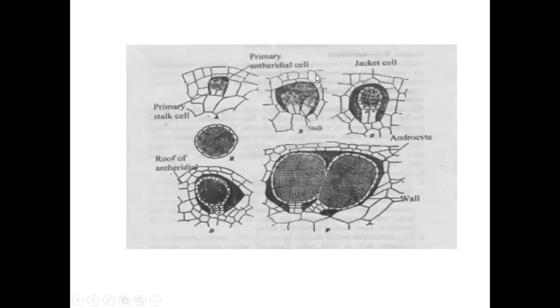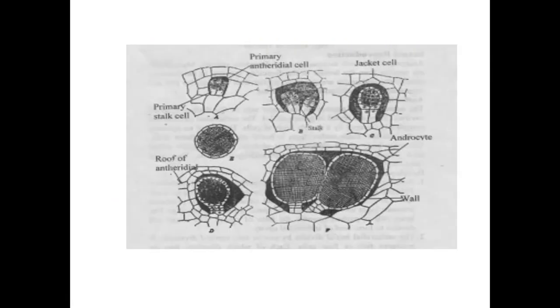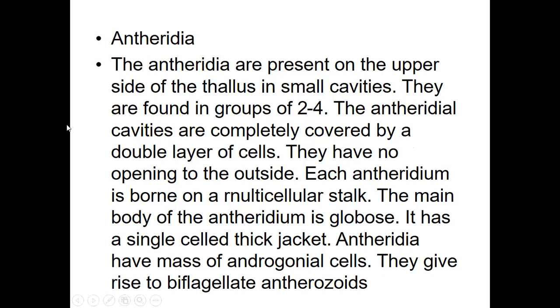So this is an antheridial chamber. In this chamber, we can see the development of either 2 antheridia or 4, not more than that. They are embedded inside the thallus, and each antheridium is borne on a small stalk. It is a globose structure surrounded by a single layer of thick jacket cells. Again, this is a bryophytic character: reproductive organs are surrounded by a single layer of jacket cells.